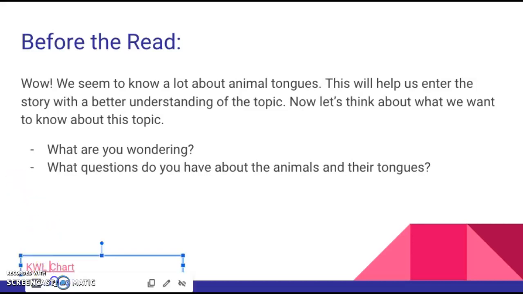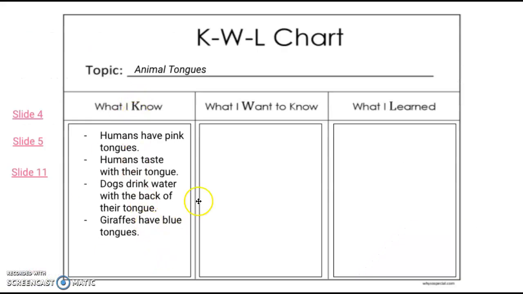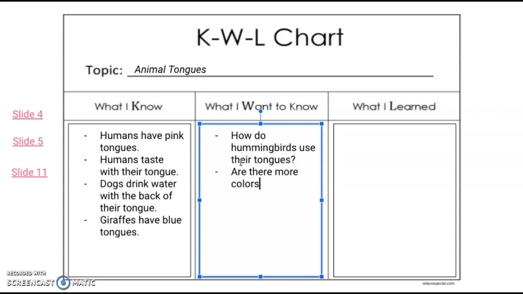So let's go back. Now remember when I was filling in what I knew about animal tongues, I didn't have anything to write about hummingbird tongues. So I'm very curious about them. So I'm going to put, how do hummingbirds use their tongues? And then I also noticed that giraffes have blue tongues and we have pink tongues. Are there more colors of tongues than just pink and blue?